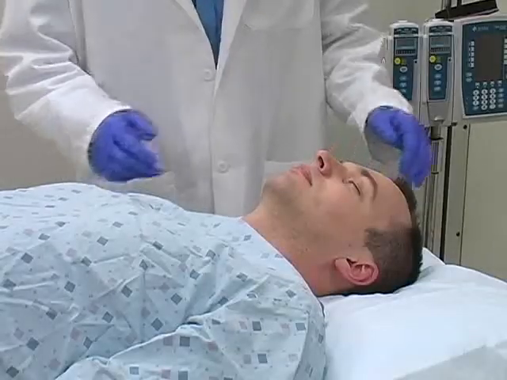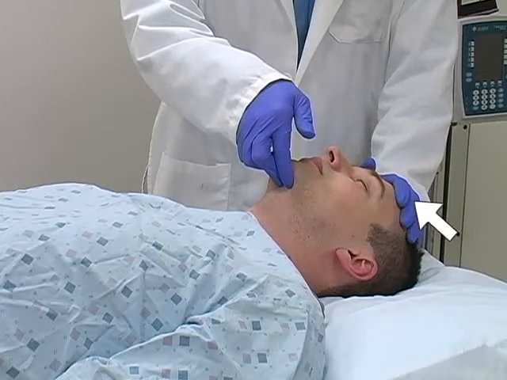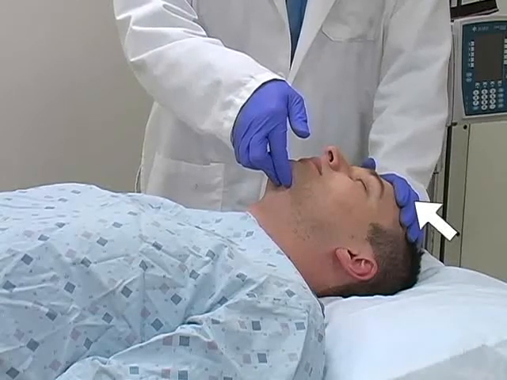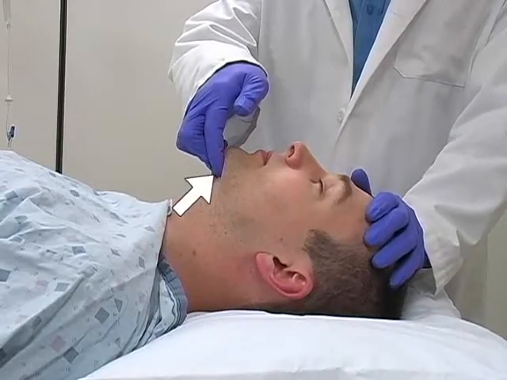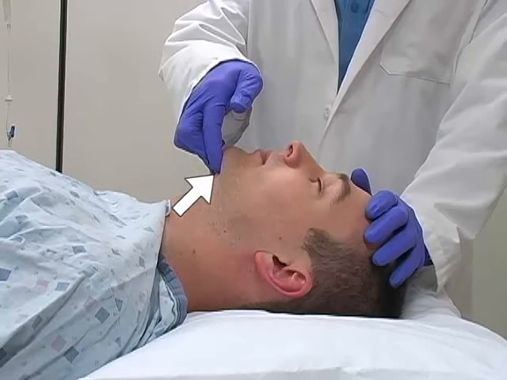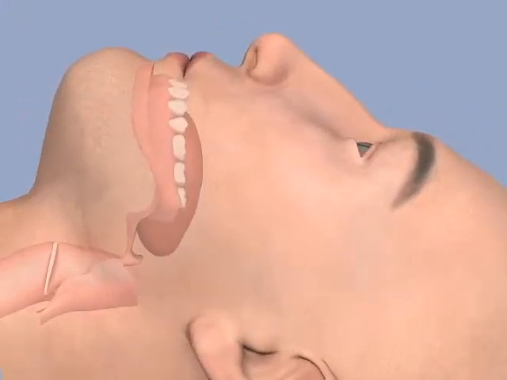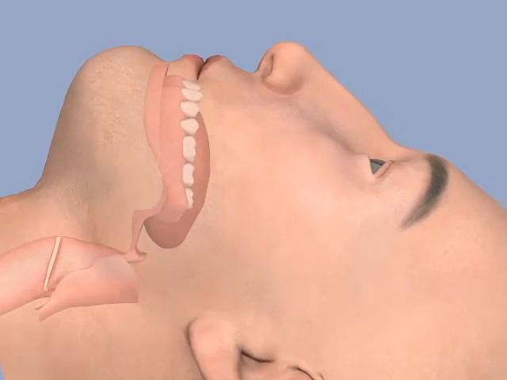To perform the head tilt chin lift, use one hand to apply downwards pressure on the patient's forehead. Use the tips of the index and middle fingers of your other hand to lift the mandible at the midline and then gently extend the patient's head. This lifts the tongue away from the posterior pharynx and improves airway patency.